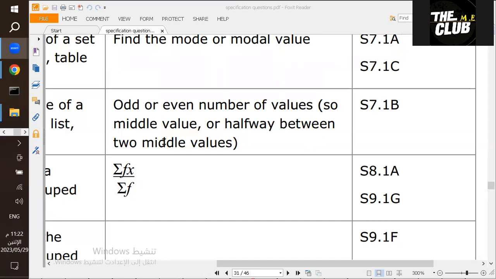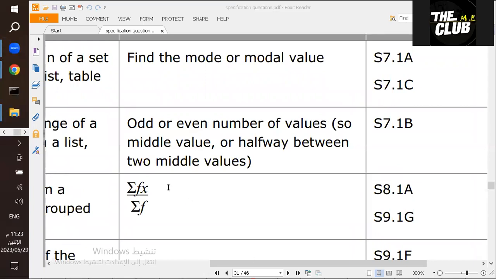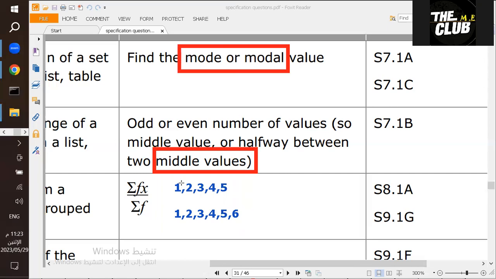Odd, even numbers of values. So middle value or halfway between two middle values. The middle of the data, for example 1, 2, 3, 4, 5. The middle of the data 1, 2, 3, 4, 5, 6. The middle value, what's the other name of the middle value? Median, yes. You studied this in year 7. You're supposed to understand, not memorize. So middle value means median.